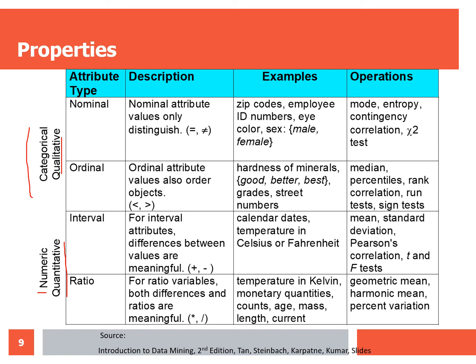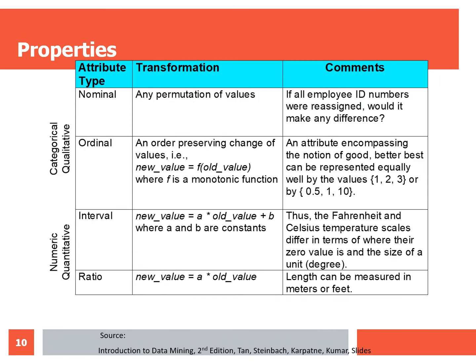In nominal attributes, you can compute the mode, the maximum occurrence class, entropy, which we'll discuss in future lectures, contingency, correlation, and the chi-square test. In ordinal, you can take the median and percentiles, because it is based on order, and rank correlation, obviously. In interval, you can take the mean, standard deviation, Pearson's correlation, and T and F tests. With ratio, we can compute geometric or harmonic mean, or percent variation.